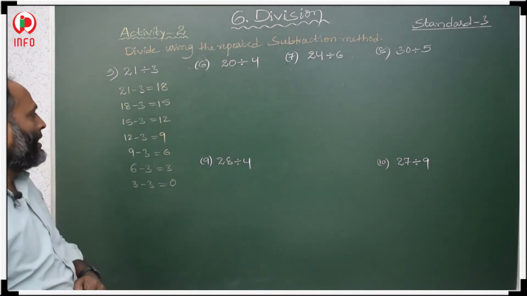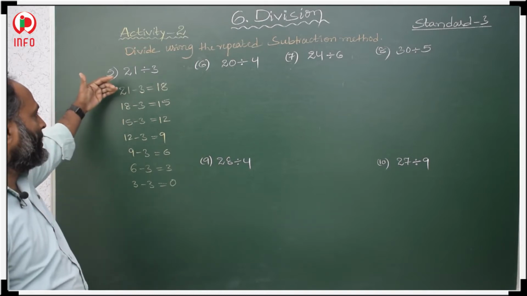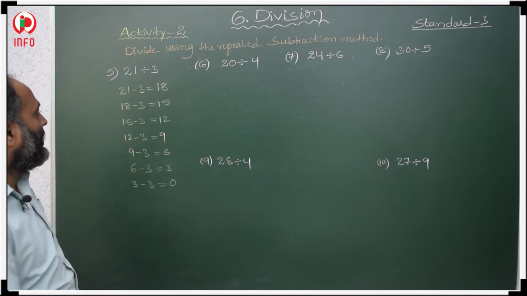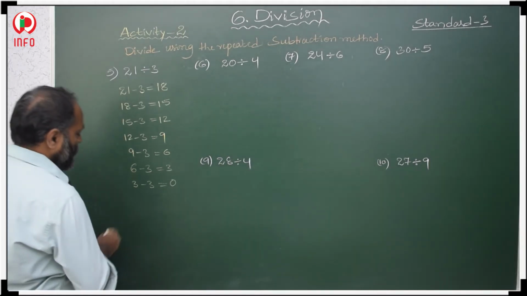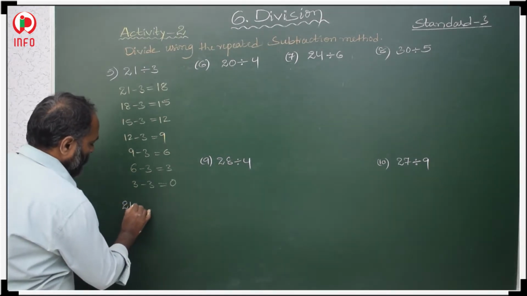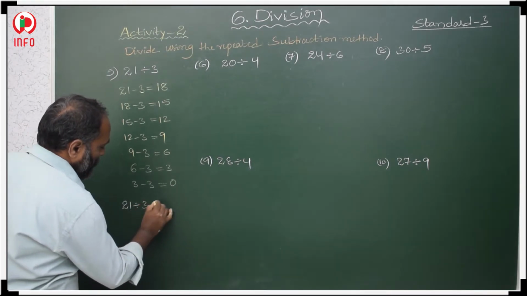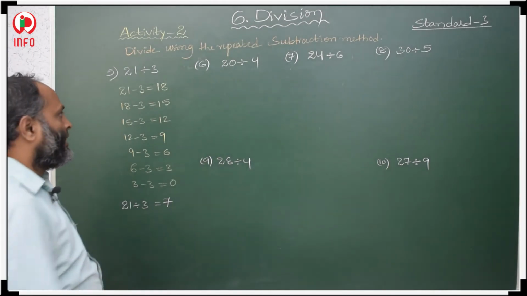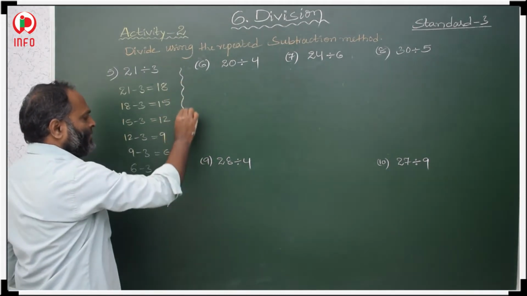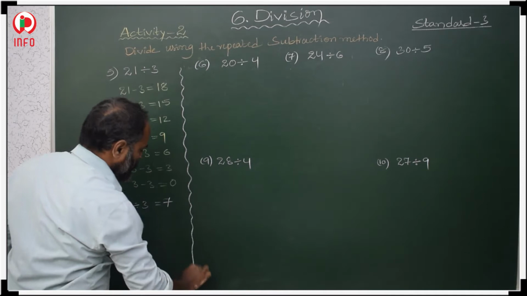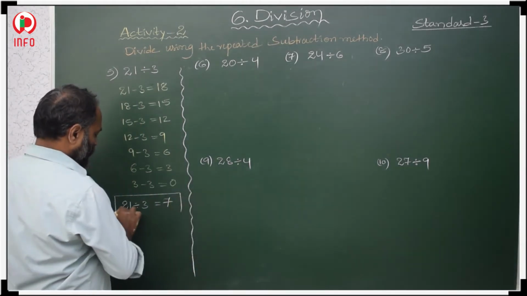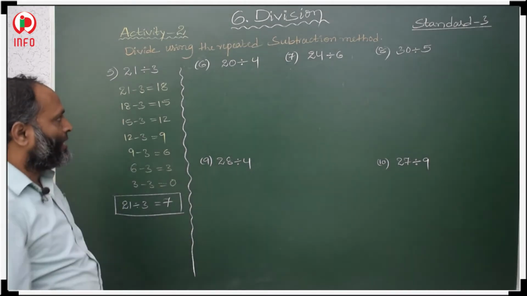So, we have to stop here. At how many steps did we get 0? First step, second, third, fourth, fifth, sixth, seventh. At the 7th step, it means 21 divided by 3 is equal to 7. At the 7th step, it is 0. So, the answer is 7. This is your fourth, fifth one answer.